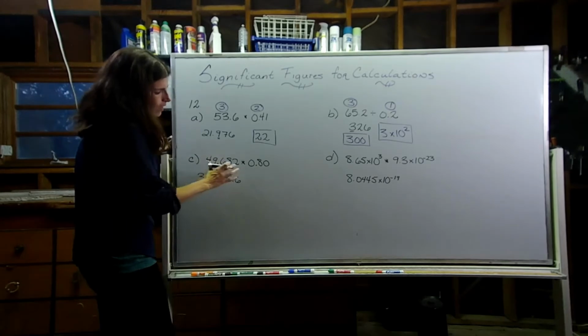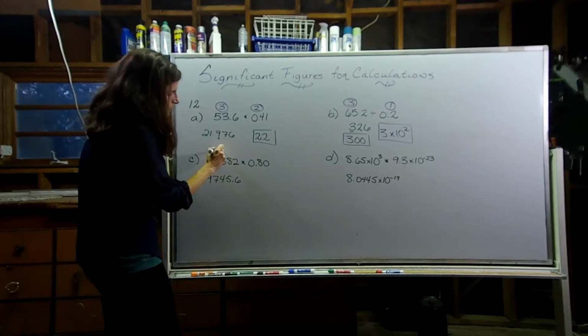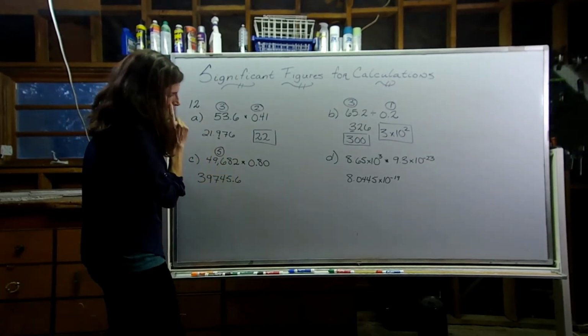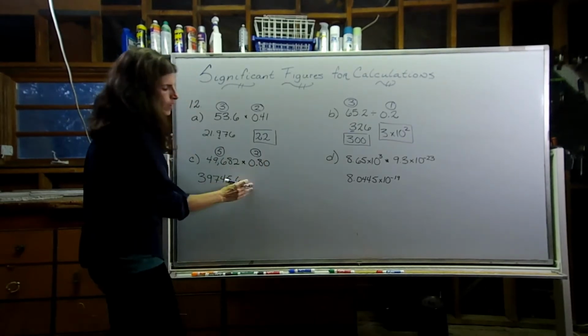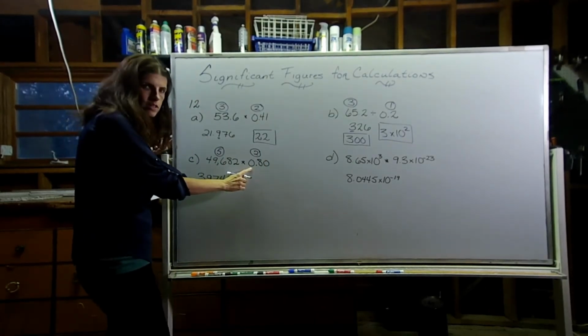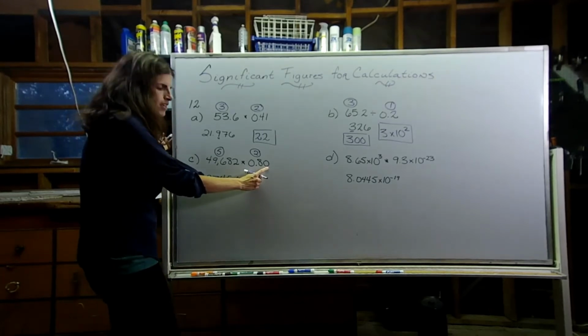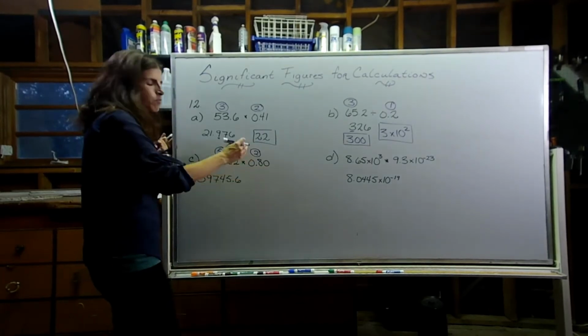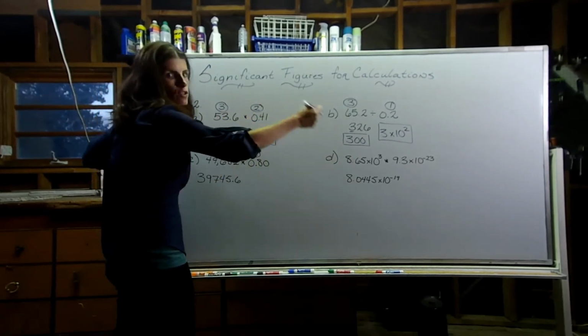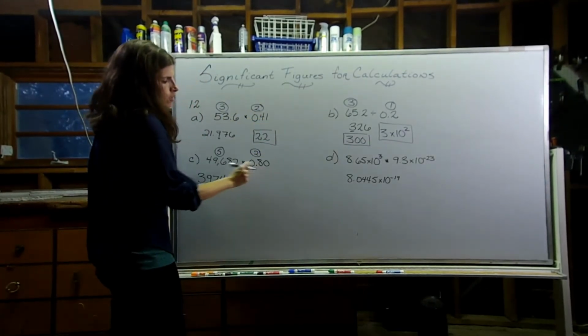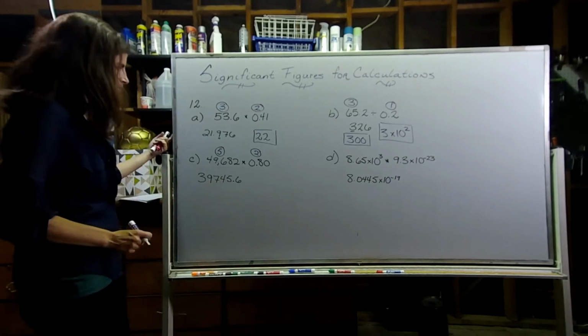So here we have 5 sig figs with this number and 2 sig figs with the 0.80. I'm not counting this 0, but this 0 is significant because it's to the right of the decimal place and it's to the right of a non-zero digit. This is a significant 0.